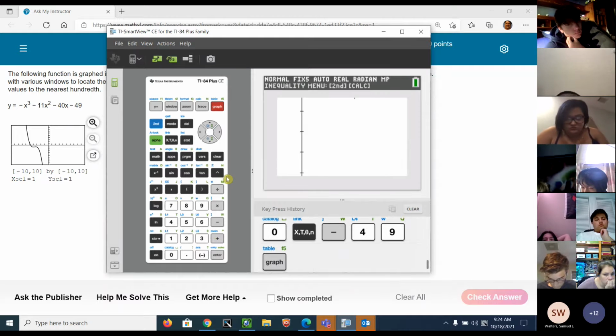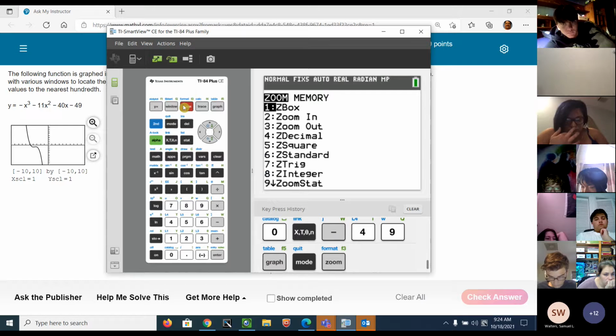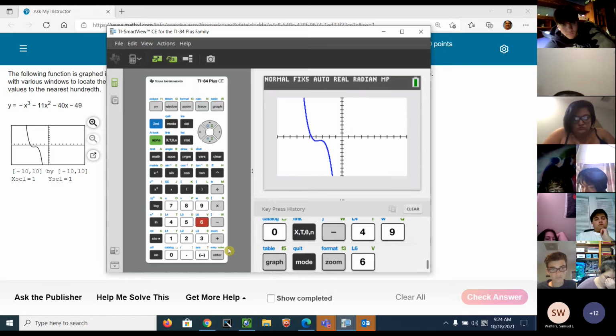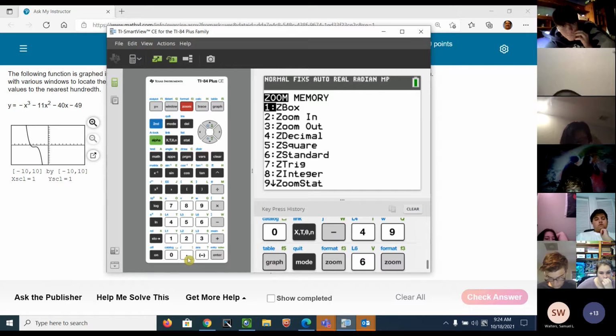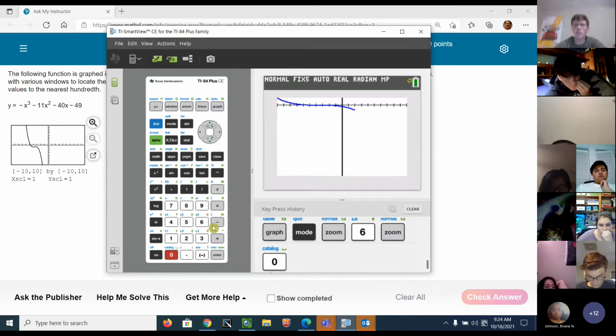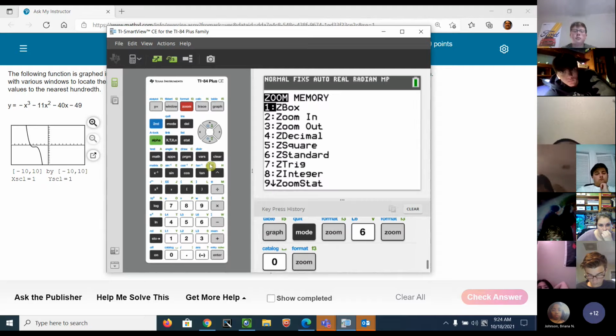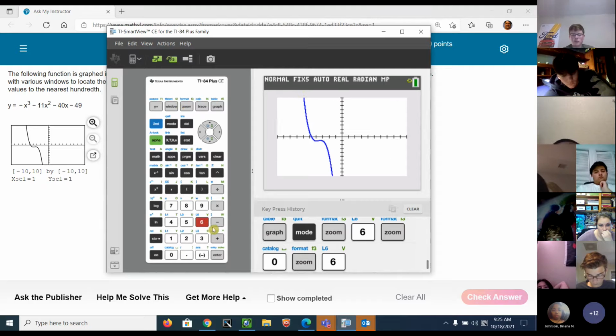It's not there. Always tell students to do Zoom standard. Zoom standard is 6. Okay, we got a little bit of something there. And Zoom fit. See which one works better. Zoom fit. Okay, it's a little bit better. I think Zoom standard is better. Okay, now I'm going to put this in a Zoom box.